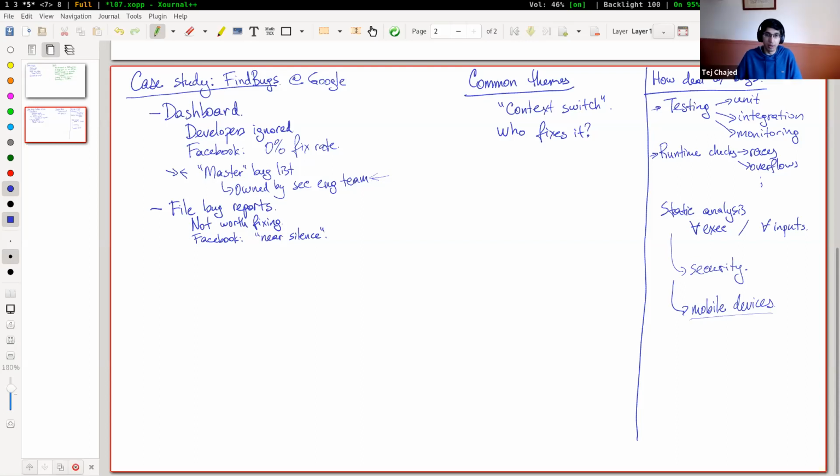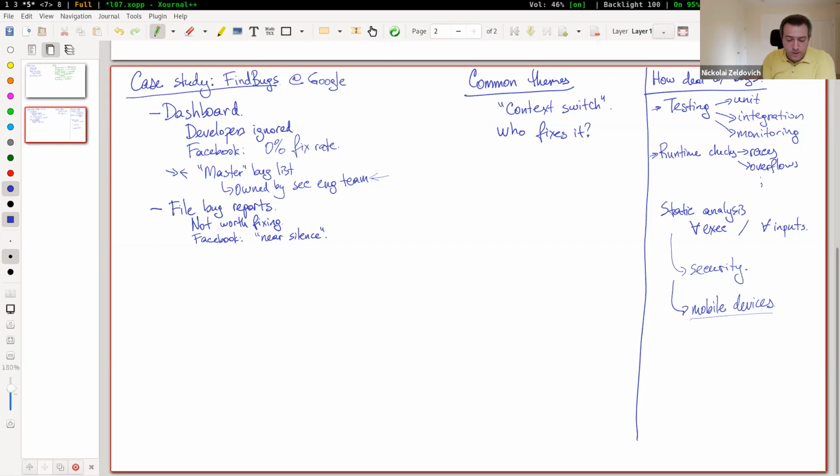Yeah, so the conclusion of that paper was that there are ongoing efforts to integrate FindBugs into the code review tool and into the IDE. Although I thought the other thing that the Google paper said was that the thing that worked really well was to have the checks integrated into the compiler.